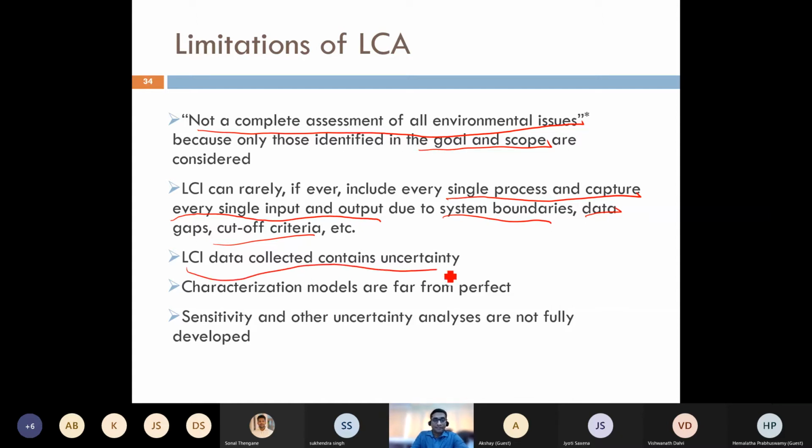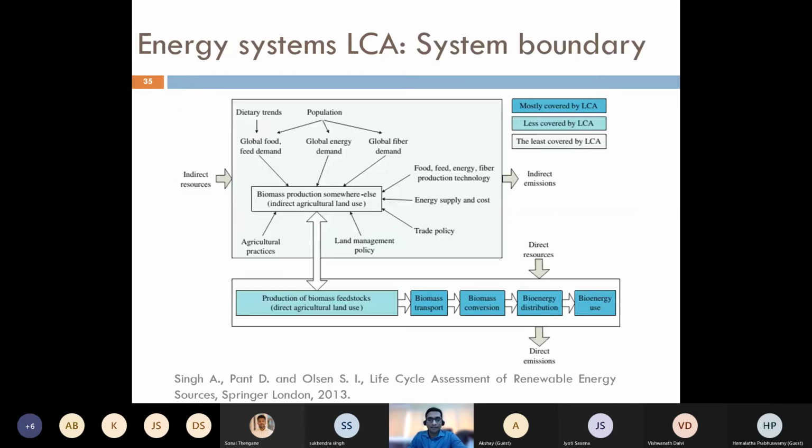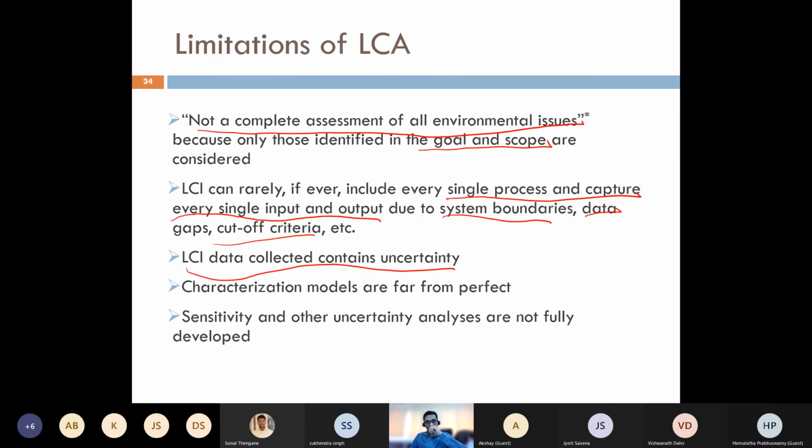Now, the data would have uncertainties. Although it's recommended that you work on primary data, invariably you have to adopt secondary data, and this secondary data would have its uncertainties. Data that is there for the US might not be applicable to all the calculations in India or Europe, and vice versa. And again, these characterization models are far from perfect.